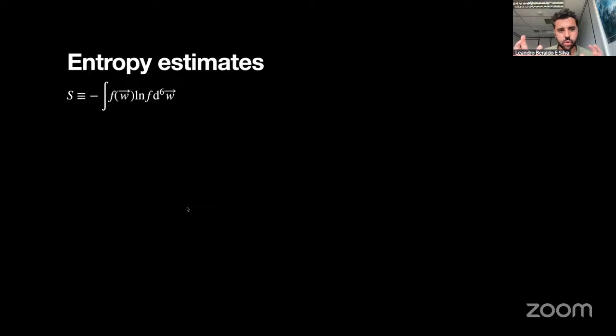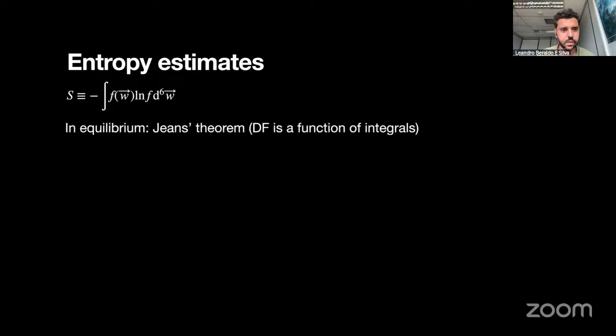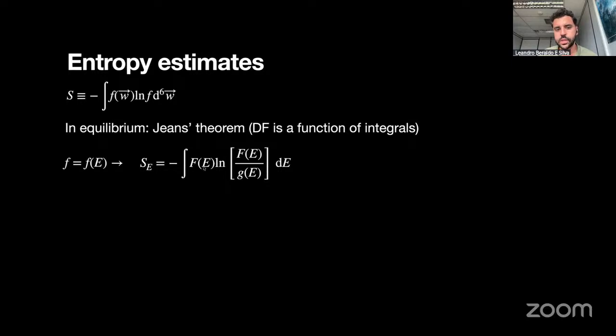Okay, so let me show some expressions and some results regarding this entropy estimate. Again, we define the entropy like this, and we use Jeans' theorem again. If the system is in equilibrium, you can assume the df is a function of integrals of motion only. So for example, for spherically symmetric and isotropic systems, you can assume the df is a function of energy, and then that same entropy reduces to this expression here.